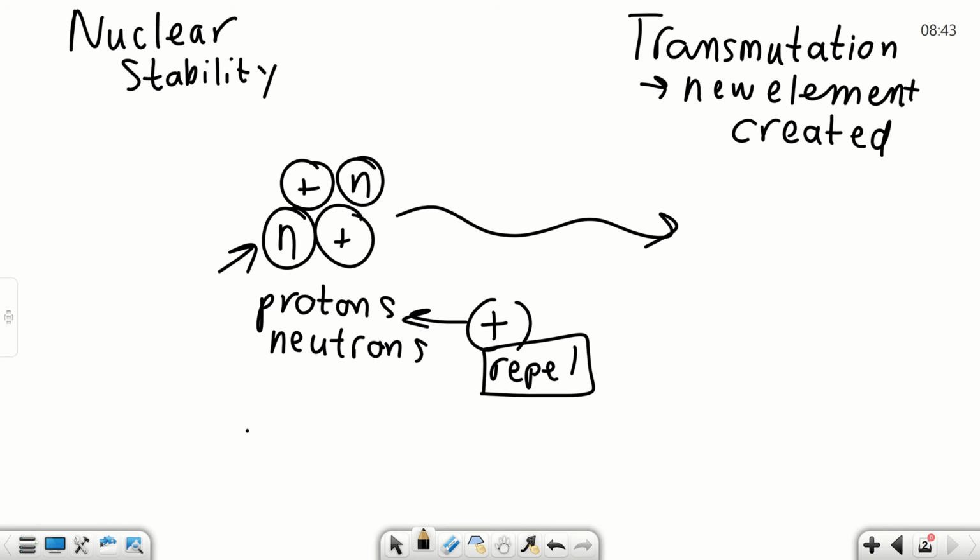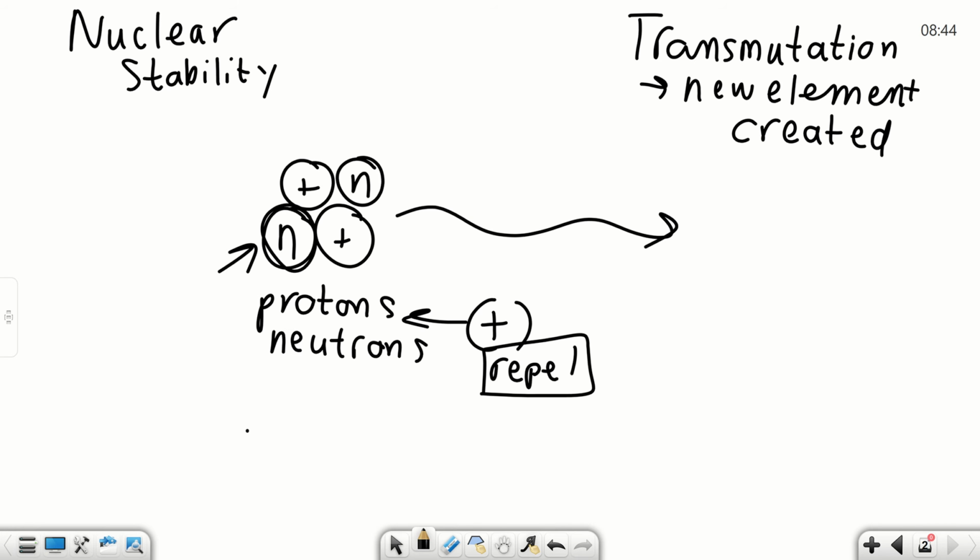This is why we knew there had to be something else in the nucleus after we discovered the proton. We didn't discover the neutron until about 21 years after the proton, because it had no charge. These neutrons are not repelled by the positive charge, since neutral objects are not repelled or attracted.